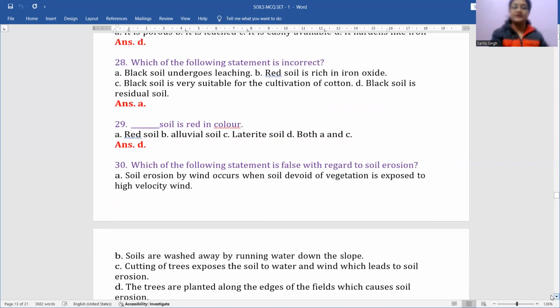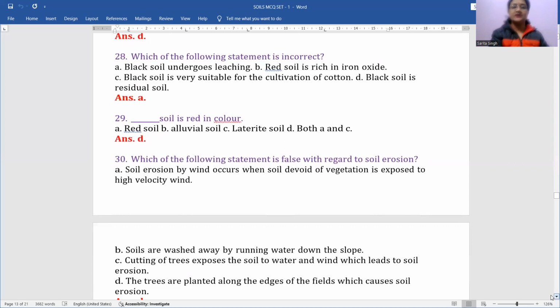Next है बच्चों, which of the following statement is incorrect? Black soil undergoes leaching, red soil is rich in iron oxide, black soil is very suitable for cultivation of cotton, black soil is residual soil. A is the correct option for this. ओके, बिकॉज इनकरेक्ट पूछा है इसमें.